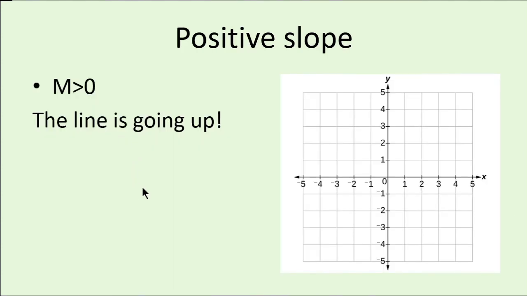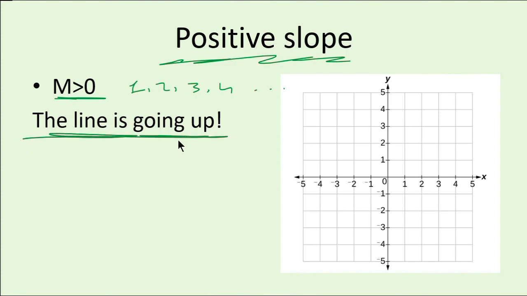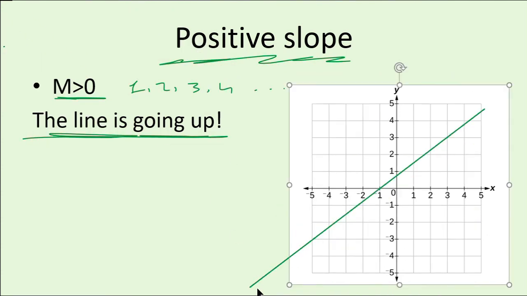Now there are different terms for slope. So slope can be positive. That is, if m is larger than 0, for example 1, 2, 3, 4, and so on and so forth, the line has to go up. So it looks something like this.